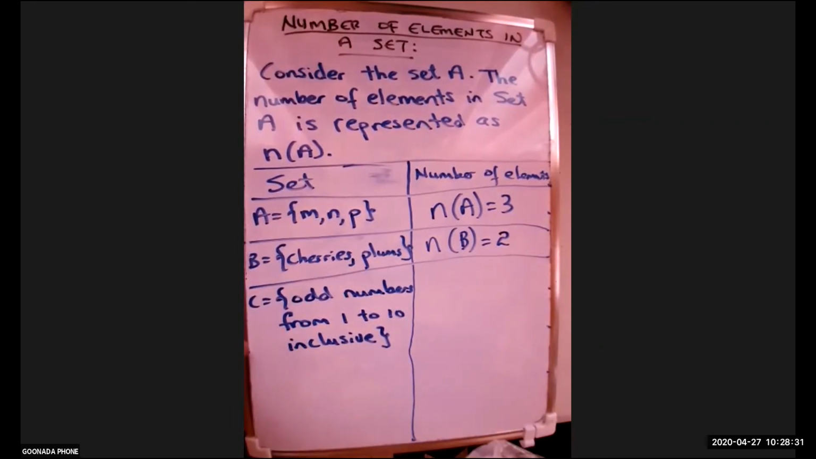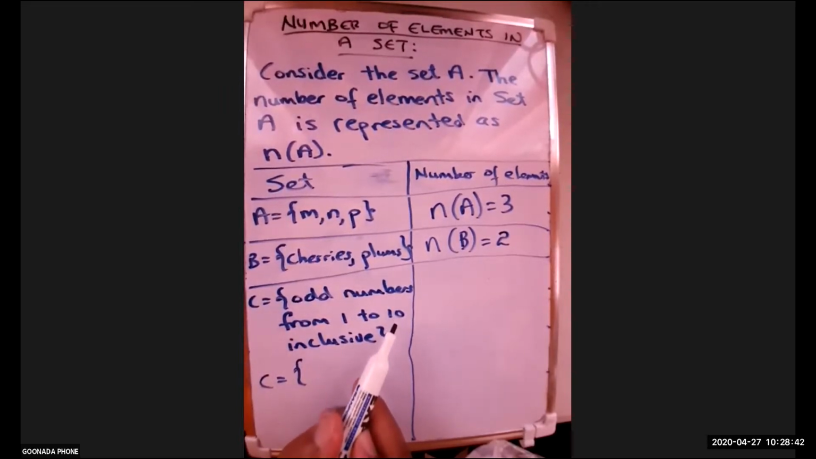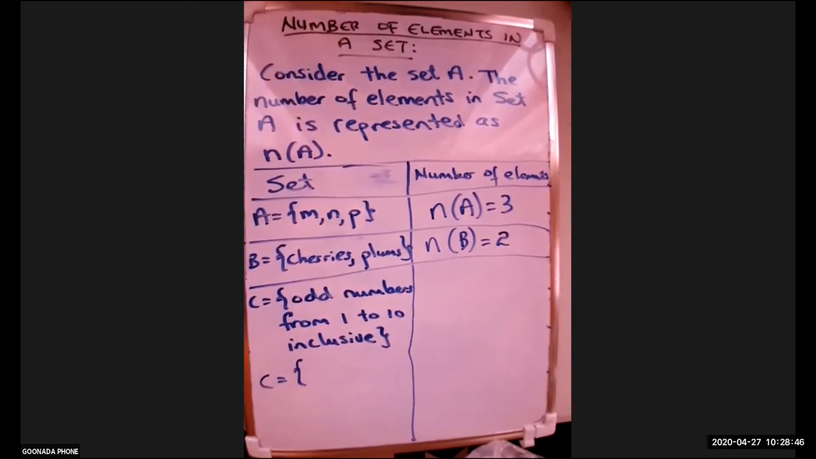How many elements are there in C? Odd numbers from 1 to 10. Inclusive means it includes 1 and it includes 10. But since we know 10 is not an odd number, we're not using 10. That's what inclusive means. Inclusive means it includes both 1 and 10, but we know 10 is not an odd number. So let's list the odd numbers. 1, 3, 5, 7, 9.